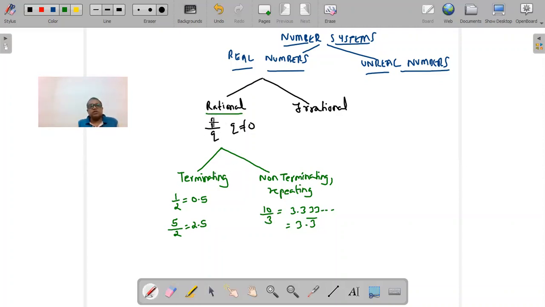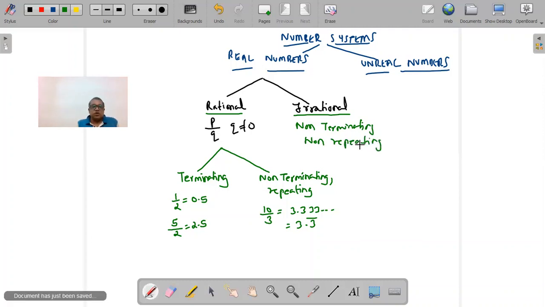So real numbers are rational or irrational. Rational can be further terminating or non-terminating, and these are the examples. This is what you've done in class 9. Nothing new about it, but I'm just revising it for those who have forgotten. And what are irrational numbers? Numbers which are non-terminating and non-repeating.